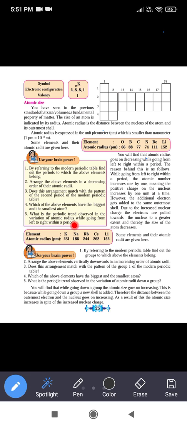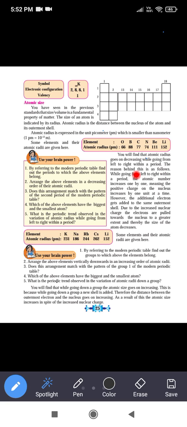What is the periodic trend observed in the variation of atomic radii while going from left to right within a period? So when we move from left to right in a period, the atomic radius goes on decreasing, hence the atomic size also decreases. You will find that atomic radius goes on decreasing while going from left to right within a period.